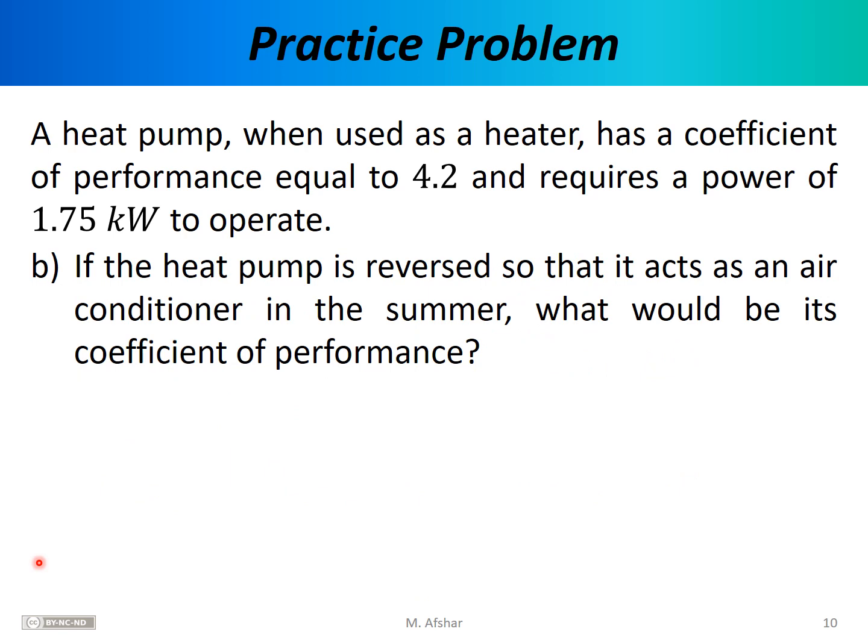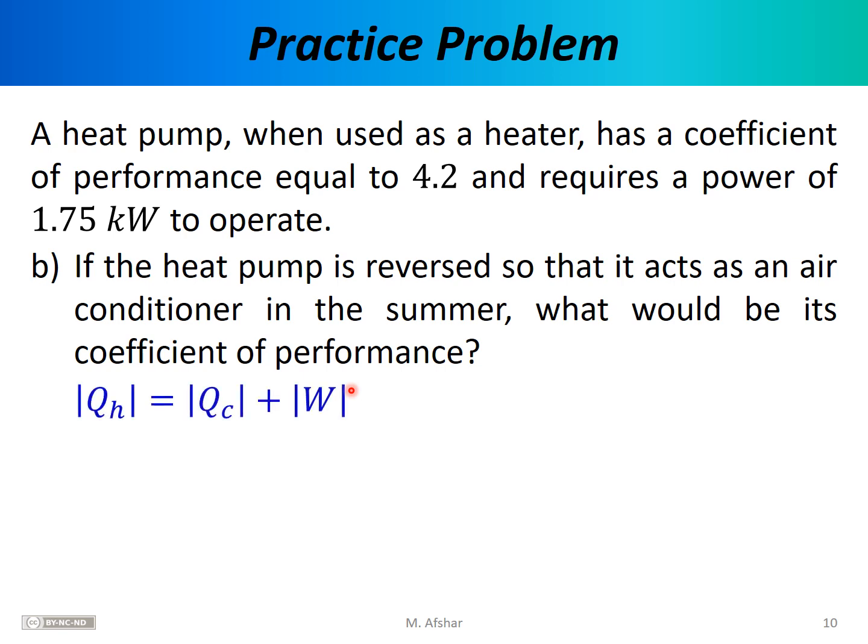Let's continue the same practice problem. Part B of this question asks, if the heat pump is reversed so that it acts as an air conditioner in the summer, what would be its coefficient of performance? So we can essentially take the same heat pump, and by changing the plumbing, the direction of the flow of air, we can use it during the summer to cool our home. So we're still pumping energy from something cold to something warm. However, now the interior of the house functions as the cold reservoir. What we want to know is what the coefficient of performance would be in cooling mode.